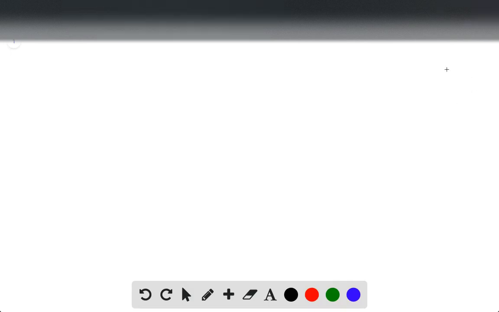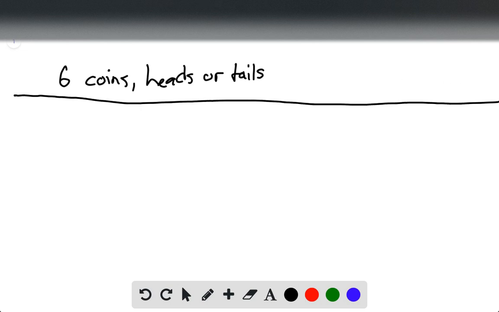We have 6 coins. They can either be heads or tails. And then the question is asking us to construct a table of all of the microstates. Now, this is a bit tedious in the sense that we will have about 64 microstates.